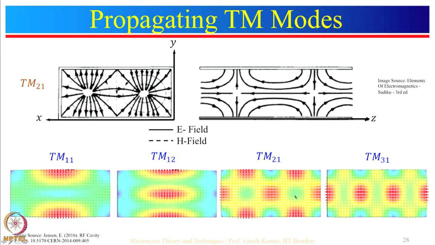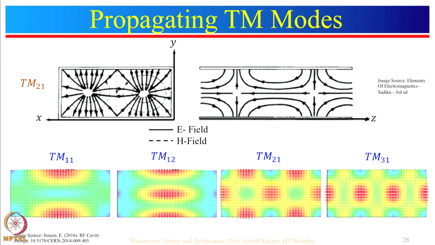Similarly, in this, in the x direction there are 2 half sinusoidal variations of the fields, and in the y direction there is only 1 half sinusoidal variation of the field. So this is TM21 mode. And similarly for this, along the x direction there are 3 half sinusoidal variations of the fields, and along y there is only 1 half sinusoidal variation of the fields. So this corresponds to TM31 mode. All these 4 plots are in the xy plane.